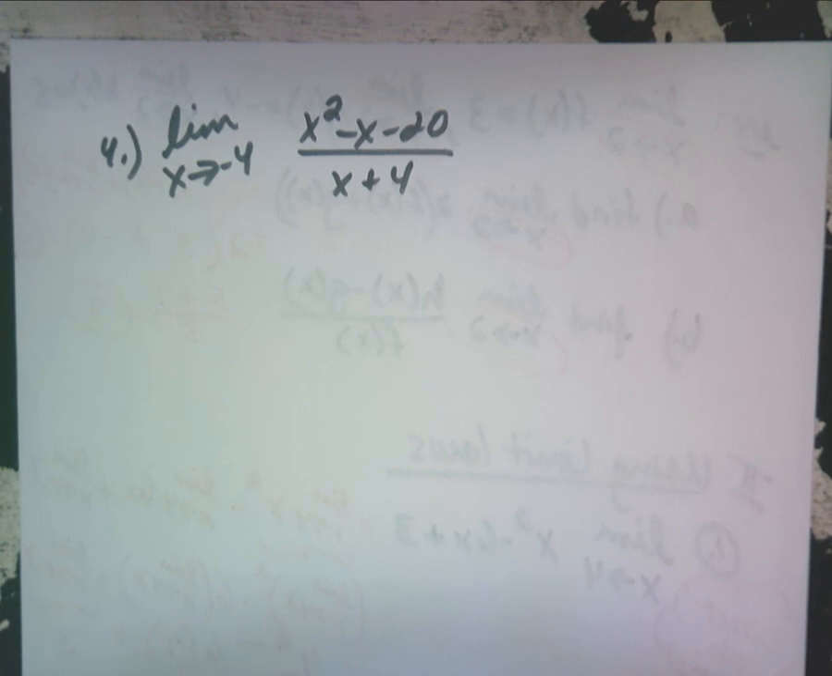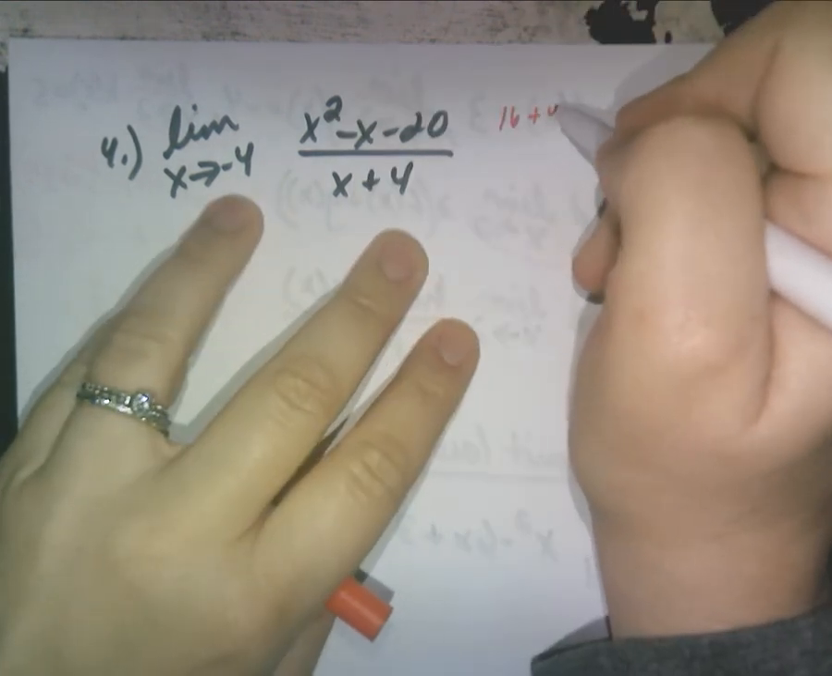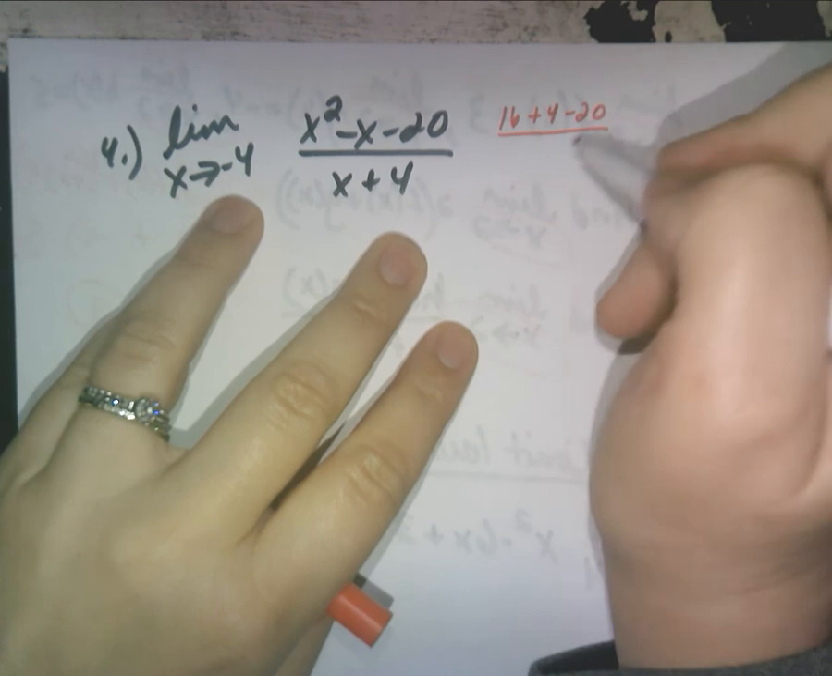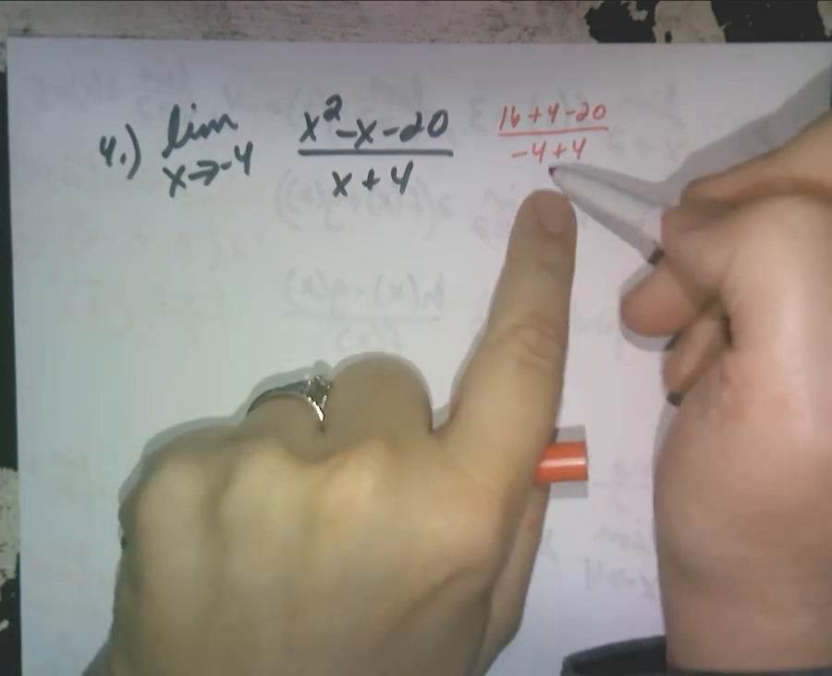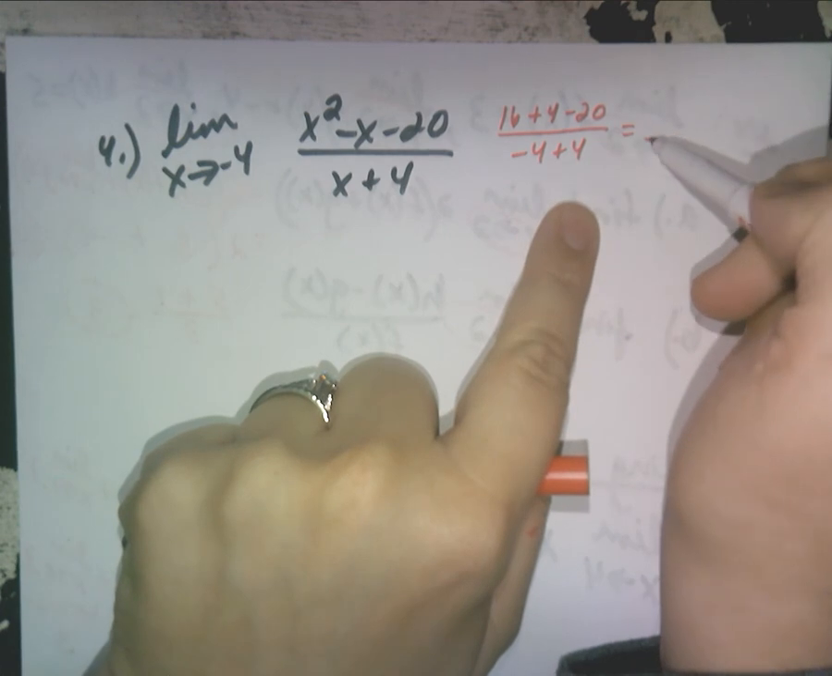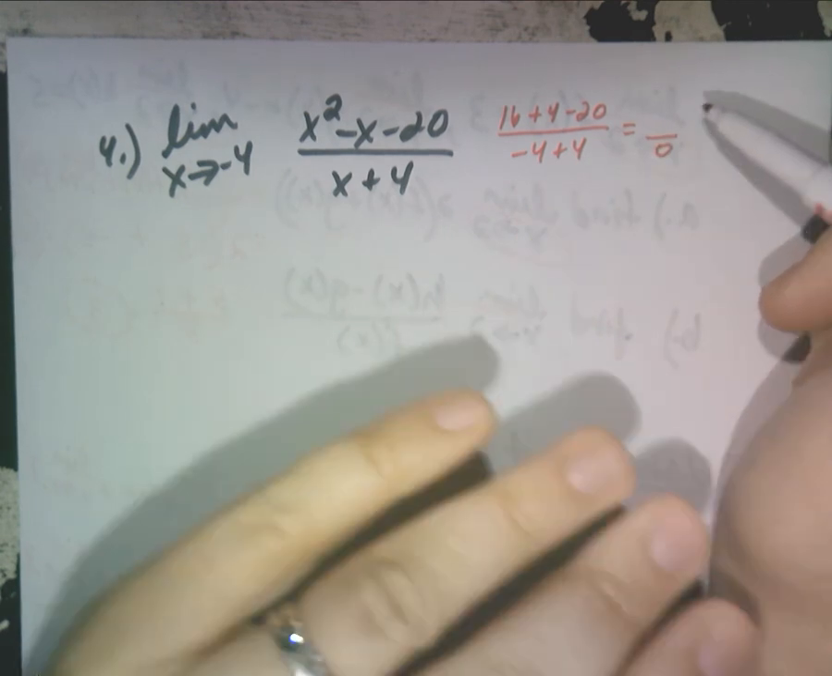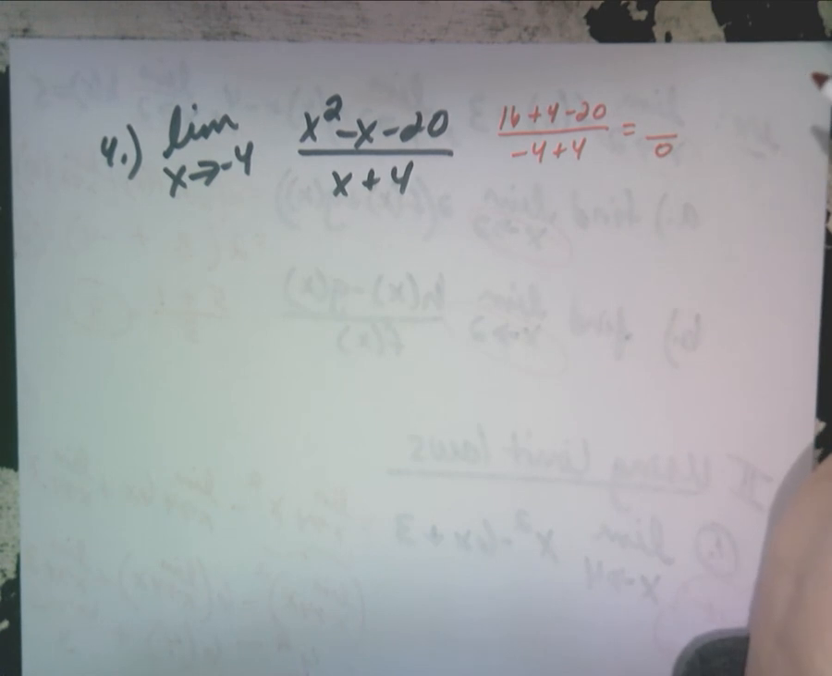So let's see what happens here. Just real quick, again, you always do direct substitution. If I plug in -4, I would get 16 minus -4 minus 20 over -4 plus 4. I don't even care what the top is, because what does the bottom become right now? Are we ever allowed to have 0 on the bottom? No. And so if you get 0 on the bottom, do not assume it's a DNE.